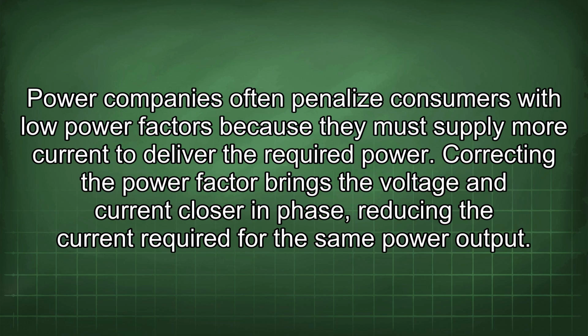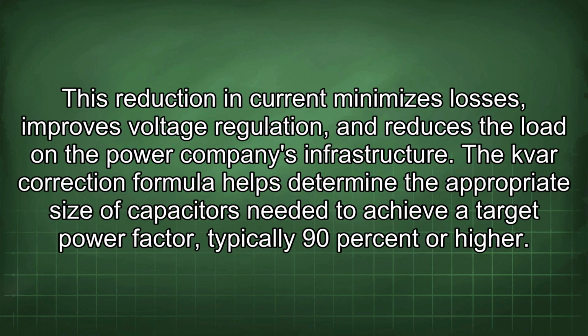This increased current results in higher losses in the distribution system, and can also lead to voltage drops. Power companies often penalize consumers with low power factors because they must supply more current to deliver the required power. Correcting the power factor brings the voltage and current closer in phase, reducing the current required for the same power output. This reduction in current minimizes losses, improves voltage regulation, and reduces the load on the power company's infrastructure.